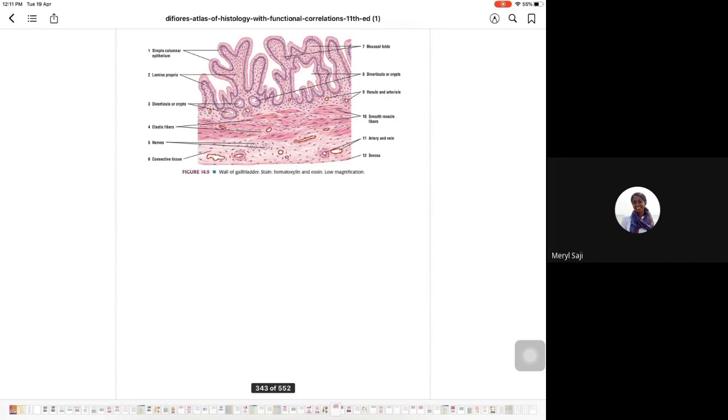Figure 14.9, wall of gallbladder, stain H&E, low magnification: simple columnar epithelium, lamina propria, diverticula or crypts, elastic fibers, nerves, connective tissue, mucosal folds, venule and arteriole, smooth muscle fibers, artery and vein, and serosa. What layer is missing in the gallbladder? Submucosa, sir. Super. What are all the other structures that don't have submucosa? Ureter, urethra, tongue, and fallopian tube, sir.